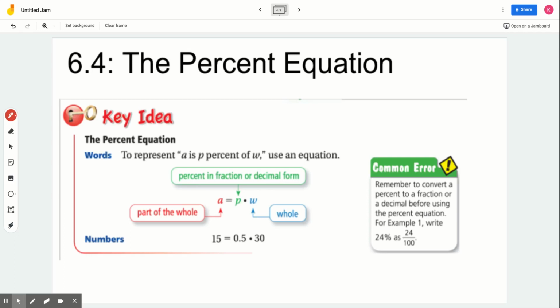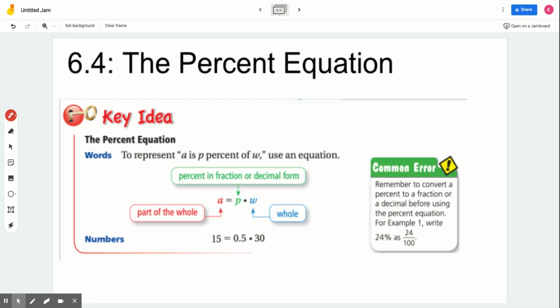Today we'll be talking about the percent equation with lesson 6.4. The percent equation is another way to solve for a part of a problem dealing with percents. This is similar to our percent proportion, so we can use either method to solve the same types of problems.